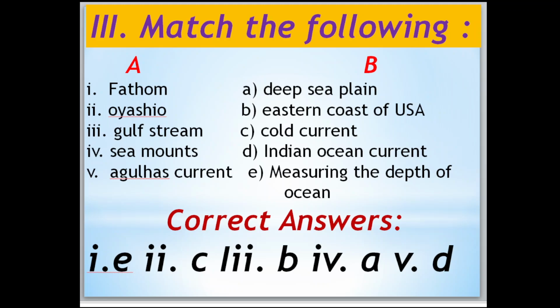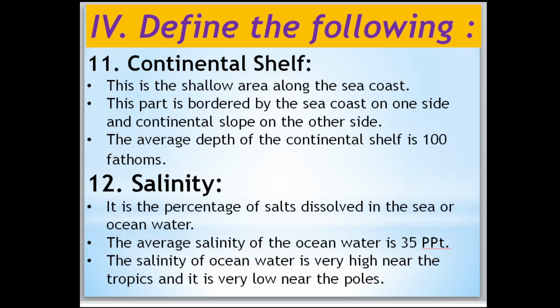So first one, the fathom, the answer is measuring the depth of the ocean. Then second one, Oyashio, the answer is C, means cold current. Gulf Stream, the answer is B, means eastern coast of USA. Seamounts is a deep sea plain, and Agulhas current, Indian Ocean current. Okay, now move to the fourth one. Define the following.